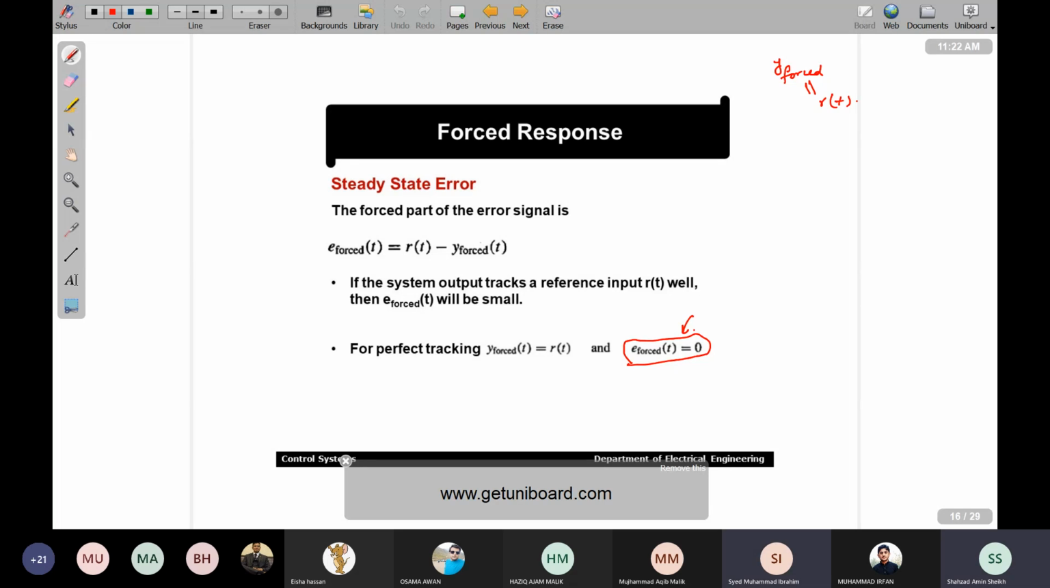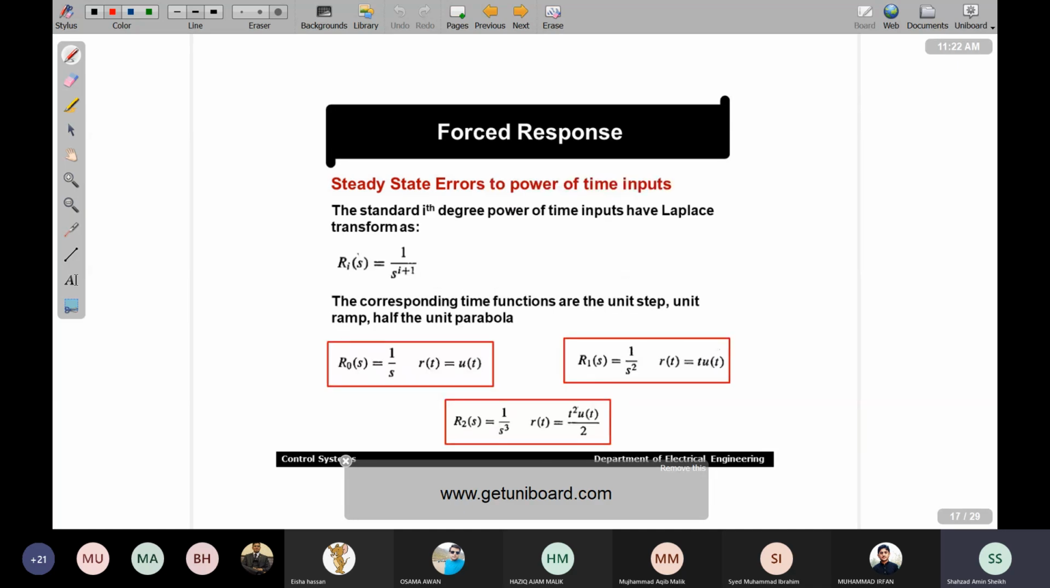जी इब्राहिम? यस सर, क्लियर है सर। क्लियर है, ओके जी। नाउ as I said earlier कि in this chapter we will be interested in knowing the steady state errors, and in particular we will be interested in knowing the steady state errors to the power of time inputs. Power of time inputs से मेरी क्या मुराद है?